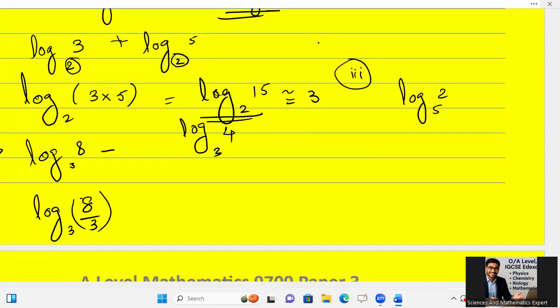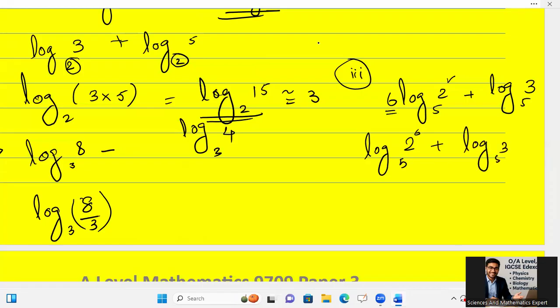Let's suppose I'm taking 6 over there plus log 3 to the base 5. Now what to do? First of all, in the first step, take this power above this 2: log 2 to the base 5 to the power 6 plus log 3 to the base 5. Now two logs are being added. Power rule is already implemented. So you will take log 2 to the power 6, which is 64, plus log 3 to the base 5.